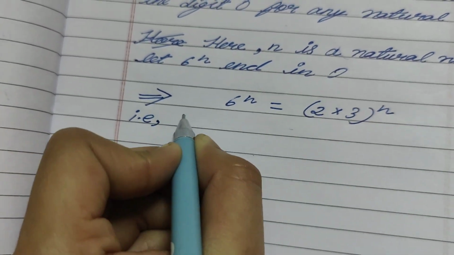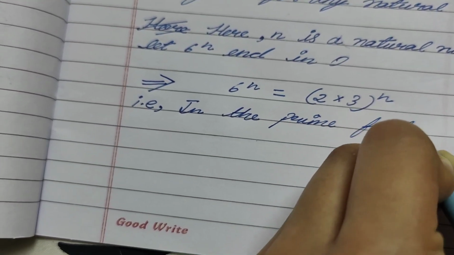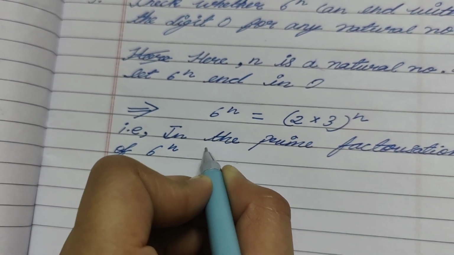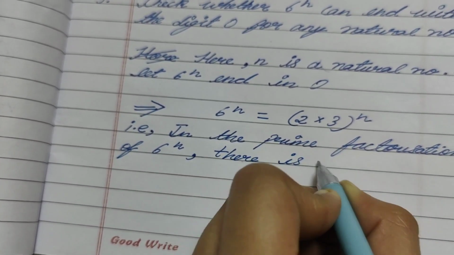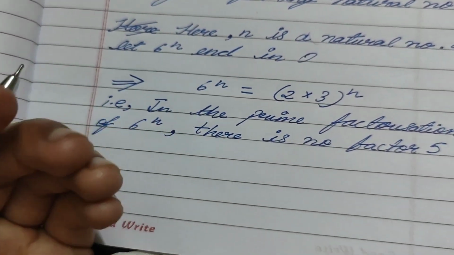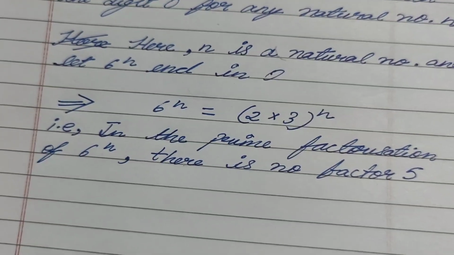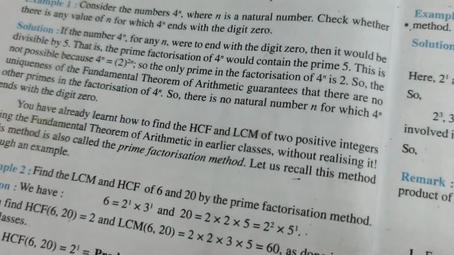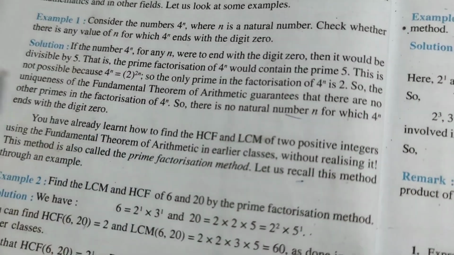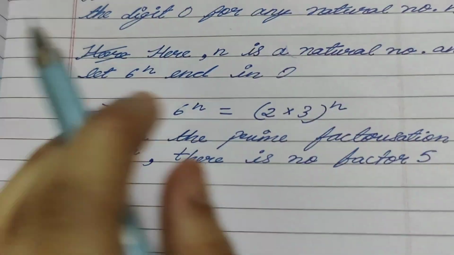So we will write the prime factorization. There is no factor 5. So as you can see, there is no factor 5. It is not ending with 0. So we can write the line of the book, we can just write exactly this line. So the uniqueness of the fundamental theorem of arithmetic guarantees that there are no other primes in the factorization of 6n. So there's no natural number n for which 6n ends with the digit 0. It's just the same. You just need to learn and practice the process, and it is very easy.